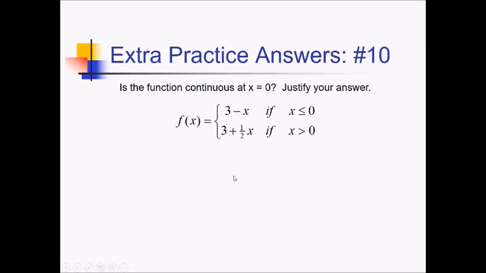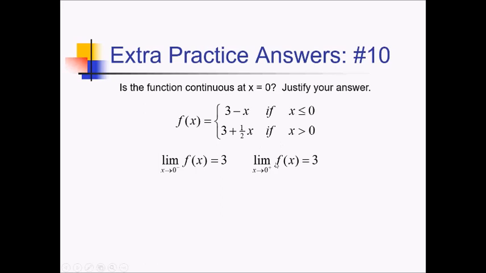On this problem, I want to know if this function is continuous at x equals 0. So let's start by finding the left side limit at 0. That's going to be using this first rule, the before 0 rule. So 3 minus 0 gives us a limit of 3. And now the right side limit at 0 is going to use this second rule, the after 0 rule. So that's going to be 3 plus 1/2 times 0, which is also 3.